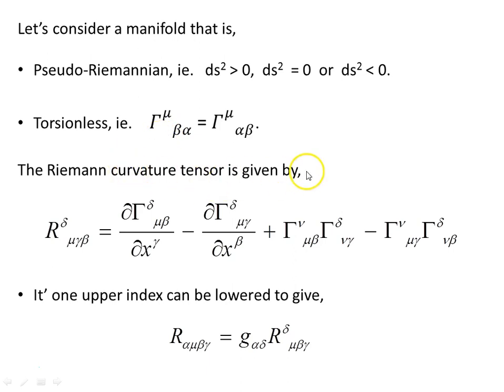Now the Riemann curvature tensor is given by this object here. It has one upper index, which can be lowered using the metric, by summing it out, one down, one up, and that leaves us with R alpha mu beta gamma. So this is the Riemann tensor with one index lowered, all four indices lowered.